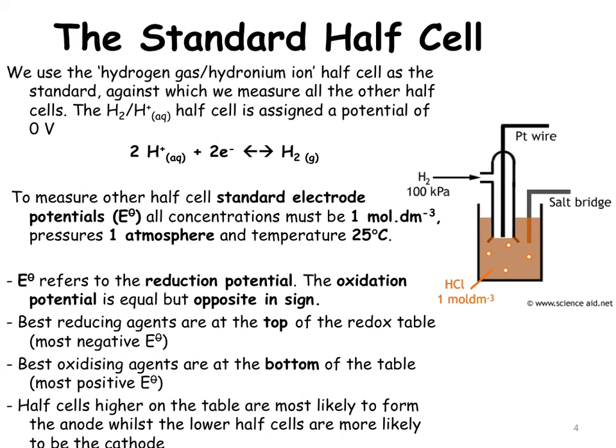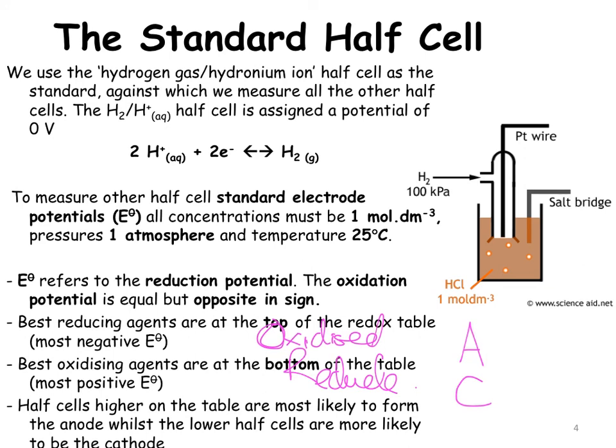Best reducing agents are at the top of the table, best oxidizing agents are at the bottom of the table. So the thing at the top of the table is likely to be oxidized, and things at the bottom of the table are likely to be reduced. Half cells high on the table are most likely to form the anode, and here we go, A, C. The letter A higher is anode, lower is cathode. A comes before C in the alphabet. Not very tricky to remember.